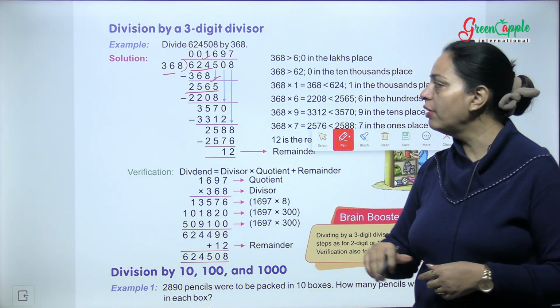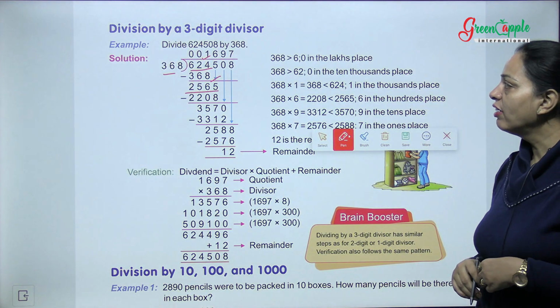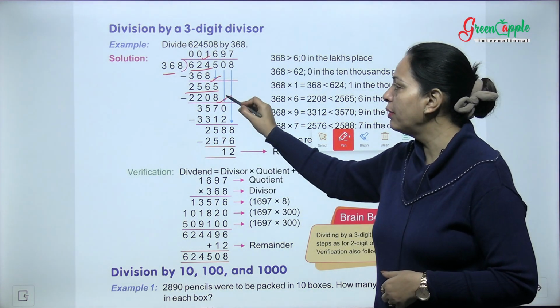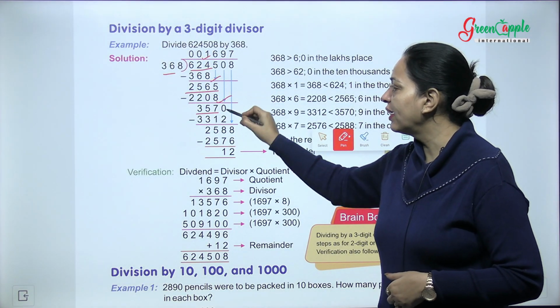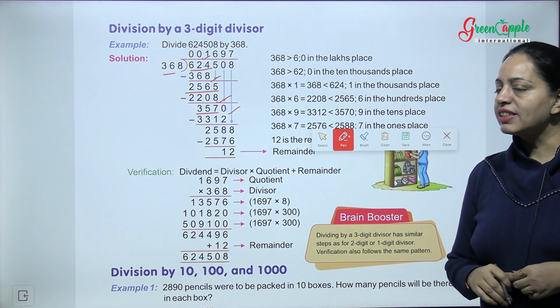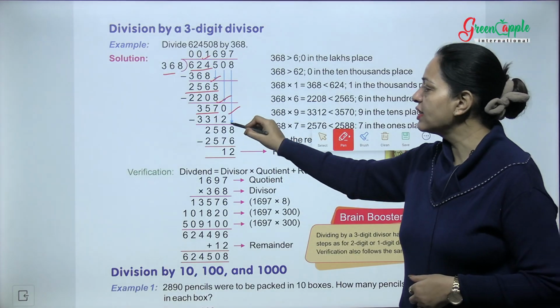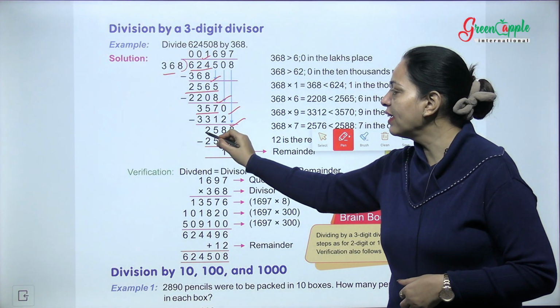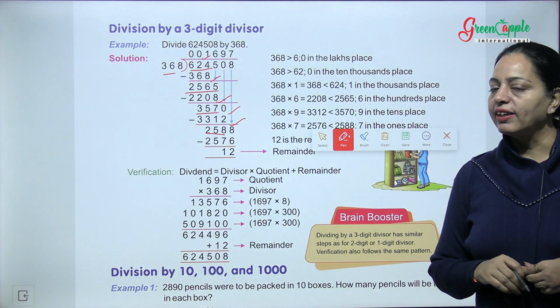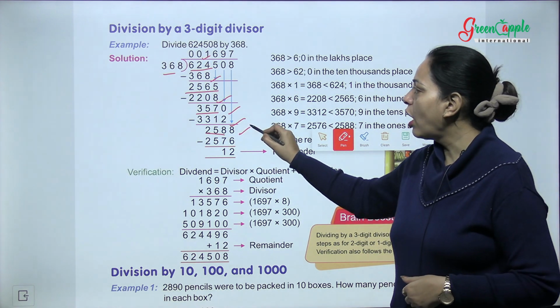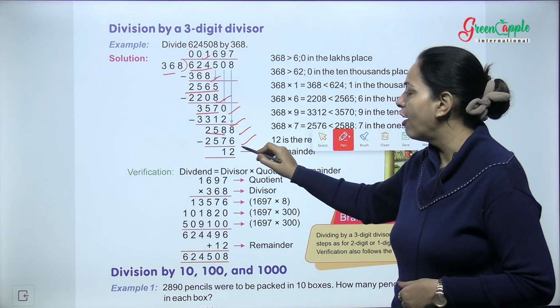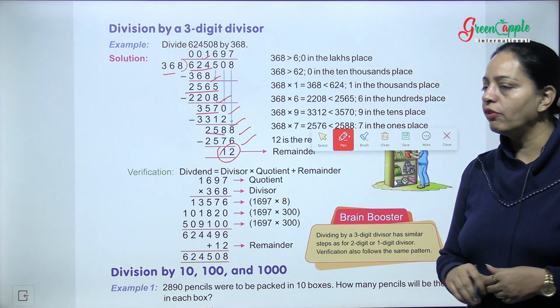Now this number. Now 368 sixes are. This number, we will subtract. Take the next digit. Now 368 nines are. This number, we will subtract. This one. Now take the next digit. So now 368 sevens are. So this is the remainder.